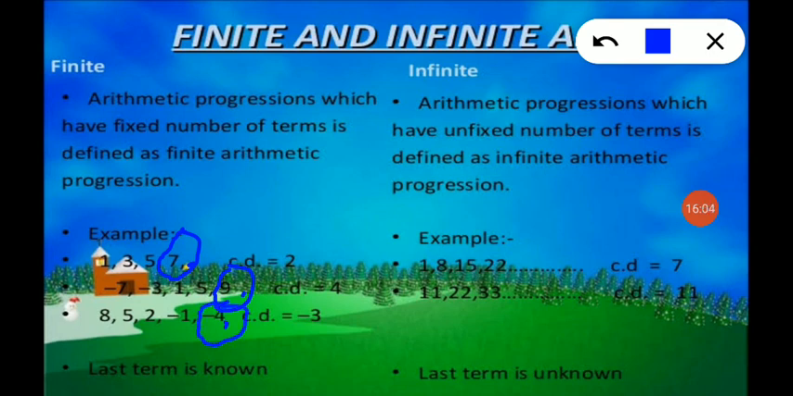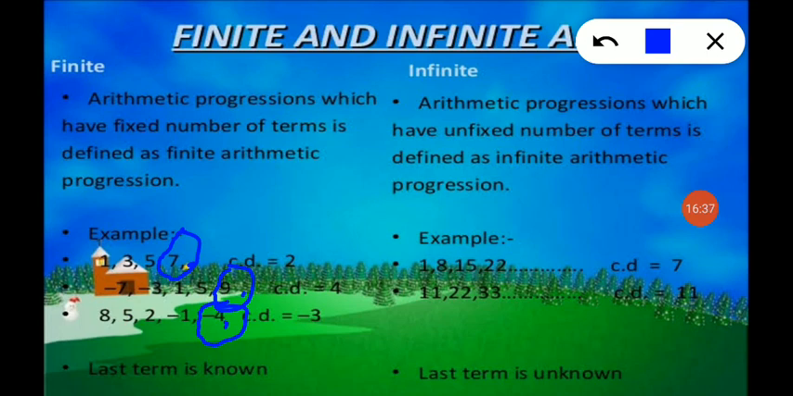Consider one example: first 10 multiples of 2. Which kind of AP will it be? Yes, it will be a finite AP, because we know that there are only 10 multiples. And what is the last term of it? 20, because 2 into 10 is equal to 20.